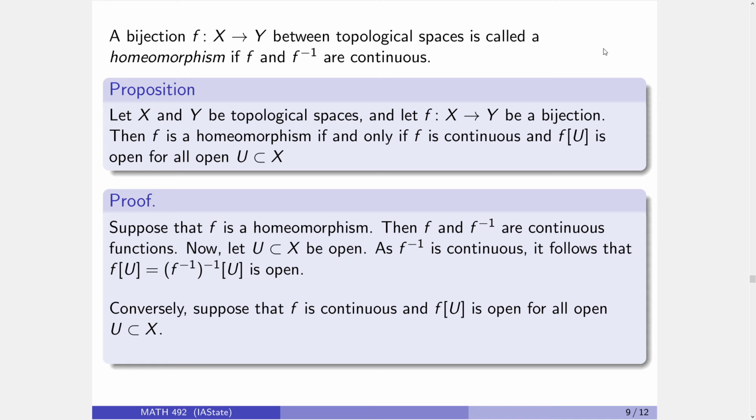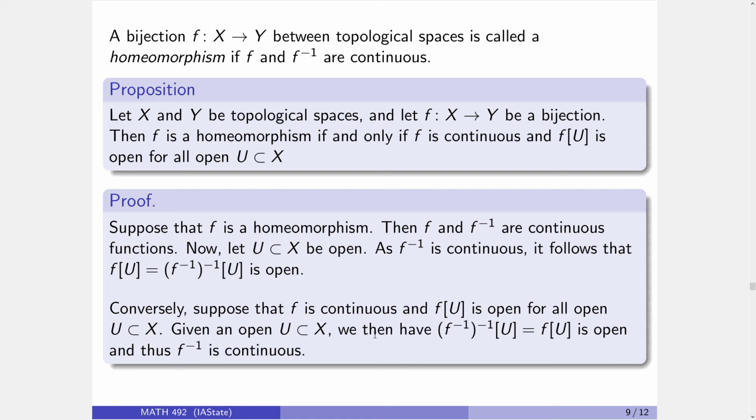All right. Note that we're proving an if and only if. So I got the if. Now let me get the only if. Suppose we have continuity and that the image of any open set is open. Well, given an open set u, that means the inverse image f inverse of u is open. So f inverse is continuous, and that's what it means to be a homeomorphism.